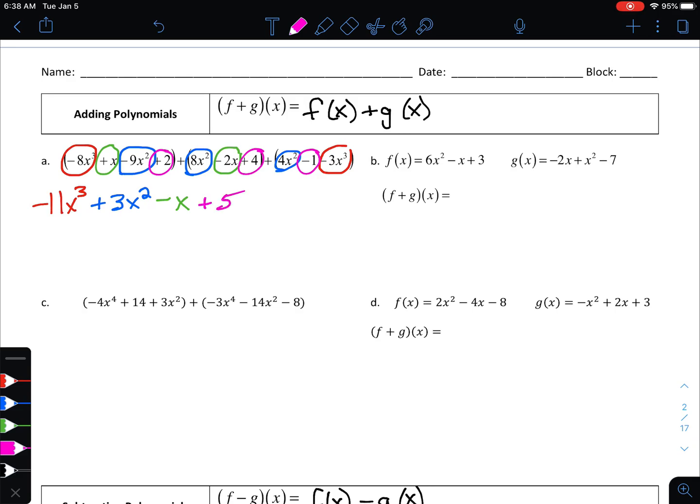And again, if you do it that way, it's kind of nice, because notice that really you're done. You've already got it in standard form. You're going from highest exponent to lowest, and you're good to go.